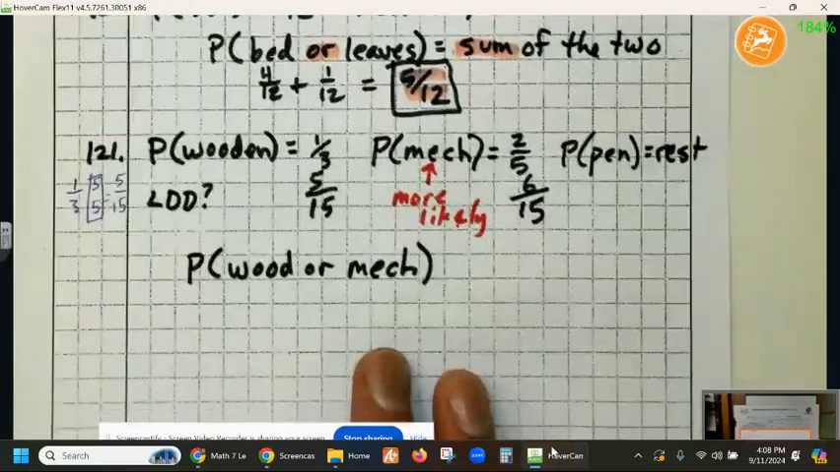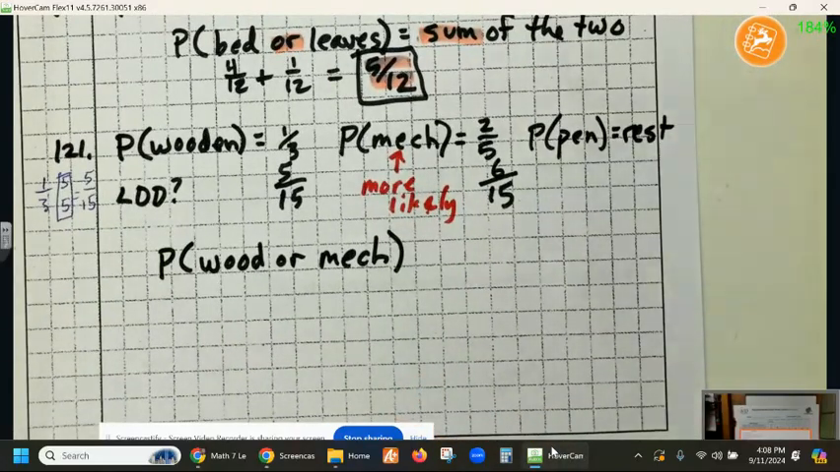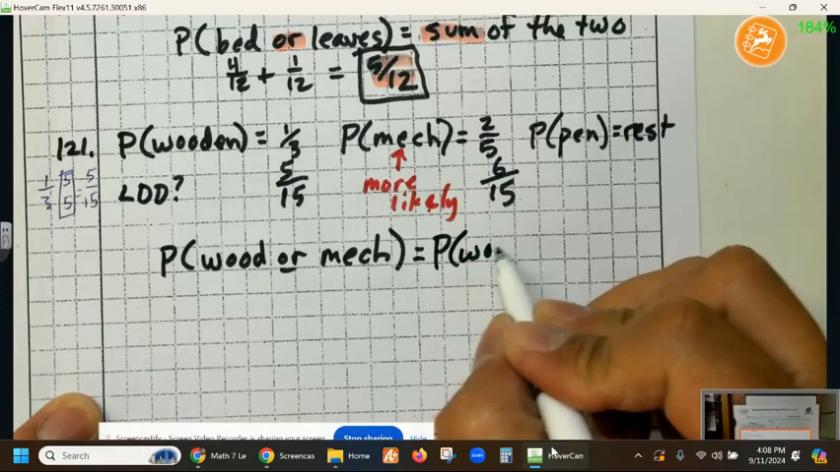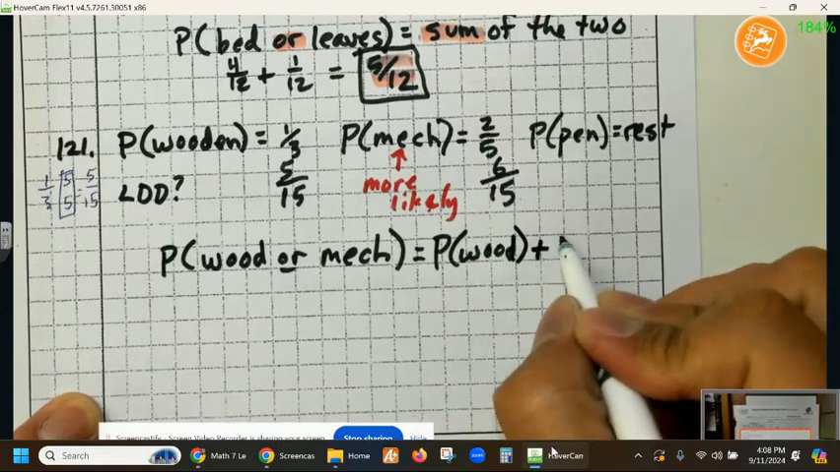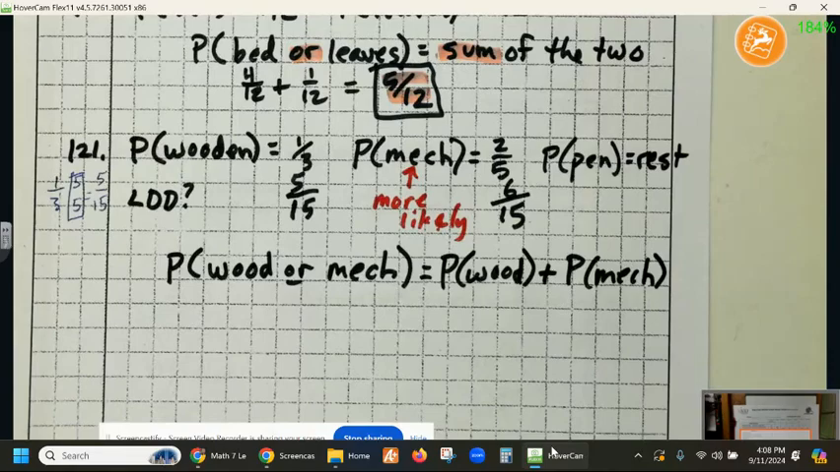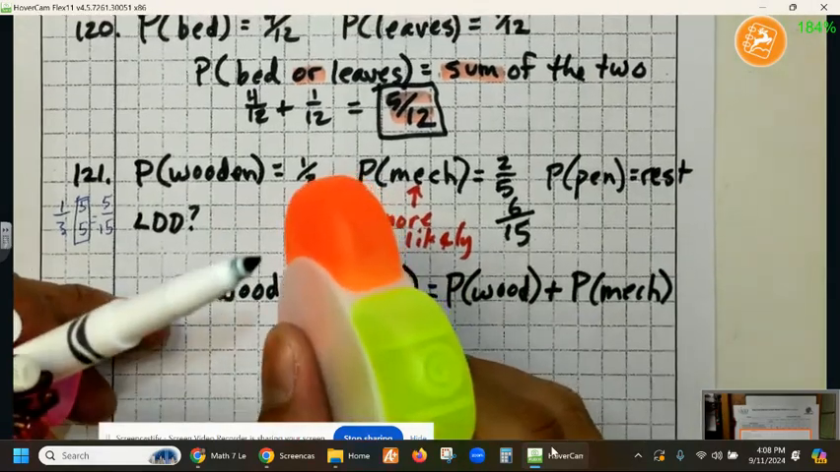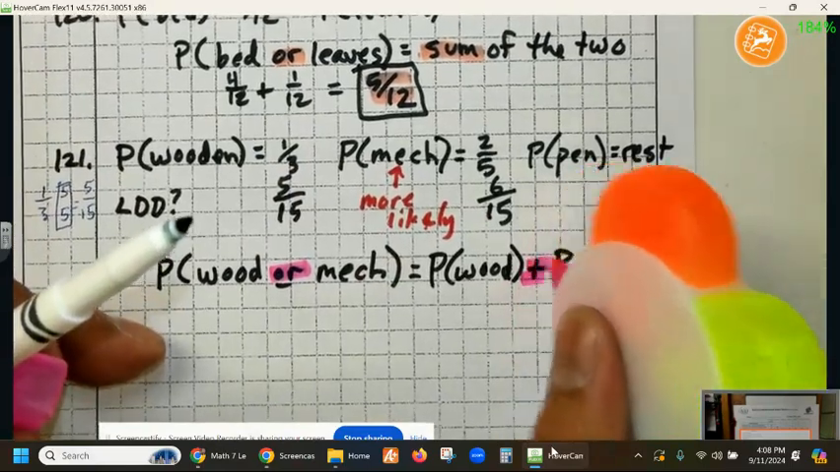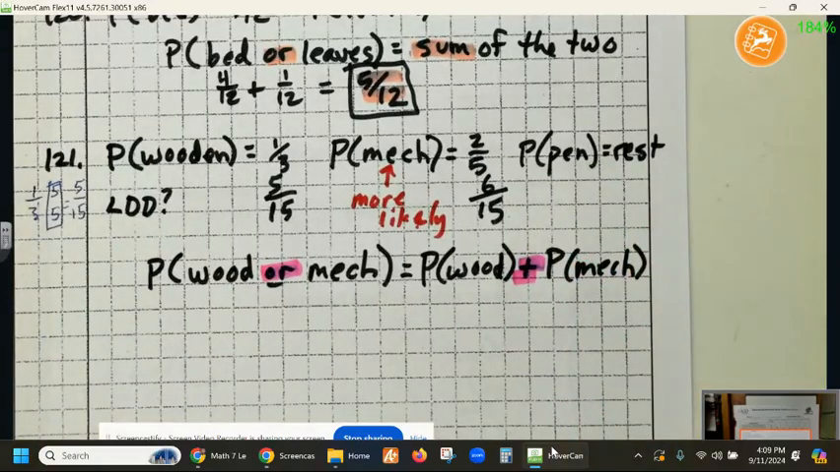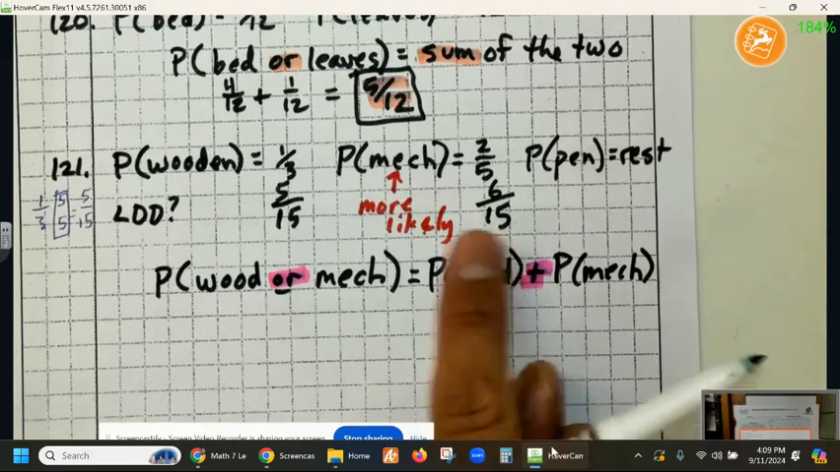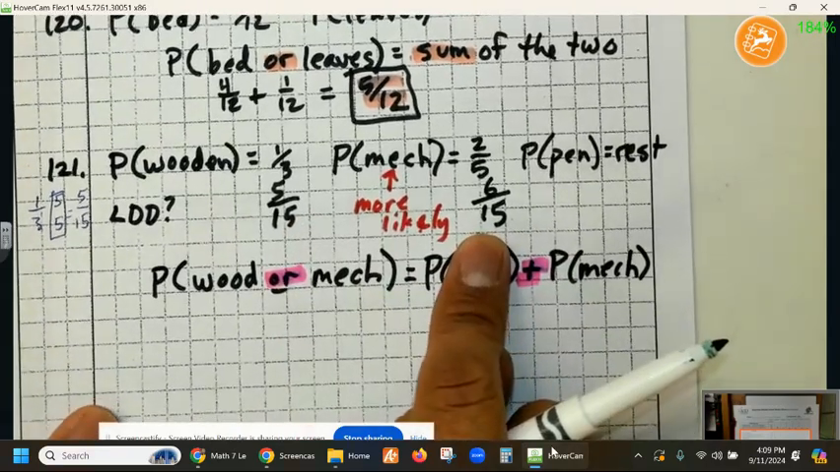All right, if you guessed, well, we need to add those probabilities, then you are correct because we see this magic word right here. So this means we're taking the probability of a wooden pencil and we're adding it to the probability of a mechanical pencil because of that magic word right there. So "or" means that we are going to take the sum of it. We're going to add the two probabilities. Okay? So in other words, find the sum. So let's go ahead and find those probabilities. So we just change them. We have 5/15 and we have 6/15.